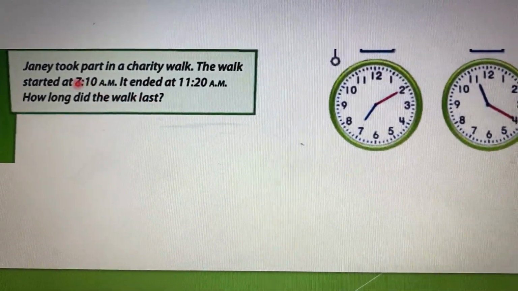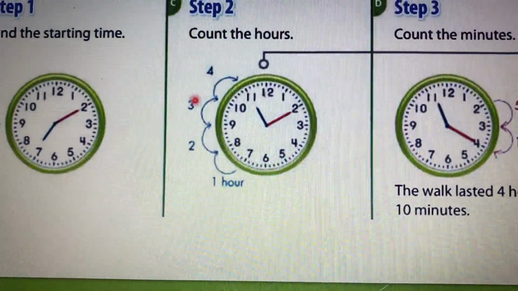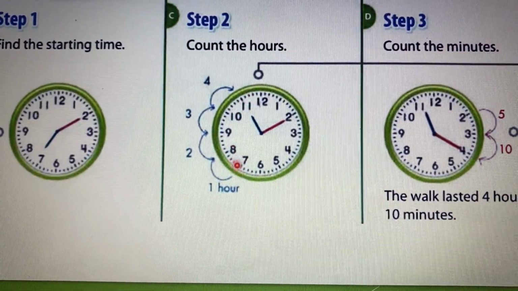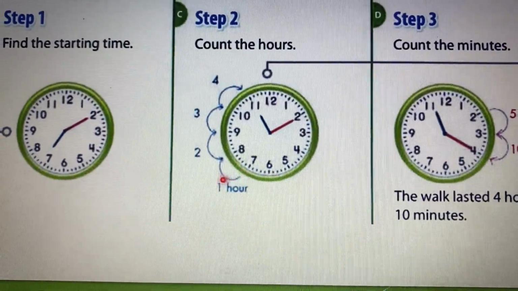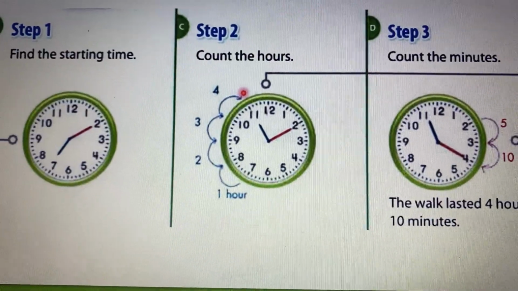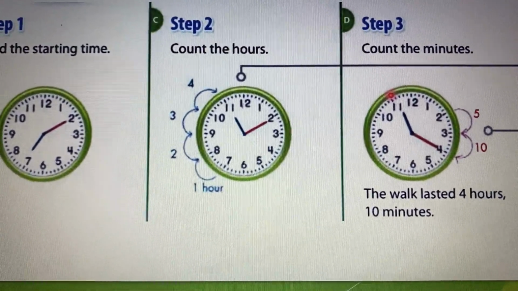So first, let's skip count using the hours. Look here. From 7 till 11, let's count how many hours we have. Count with me. 1, 2, 3, 4. 4 hours. And let's see the minutes.